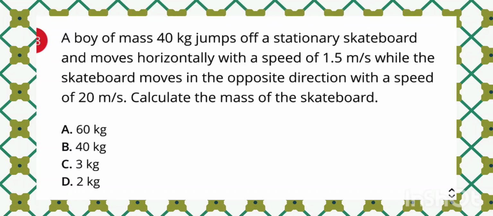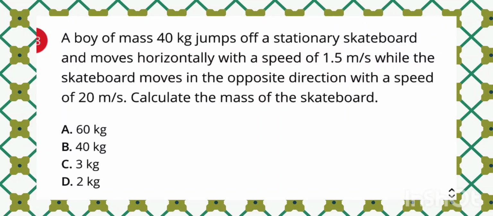A boy of mass 40 kg jumps off a stationary skateboard and moves horizontally with a speed of 1.5 meters per second, while the skateboard moves in the opposite direction with a speed of 20 meters per second. Calculate the mass of the skateboard. Now, this is a question talking about perfectly elastic collision.